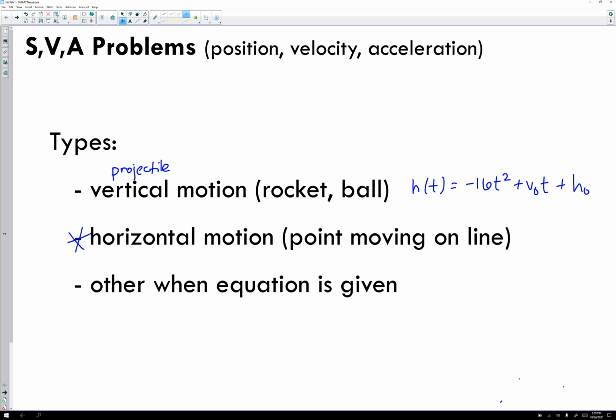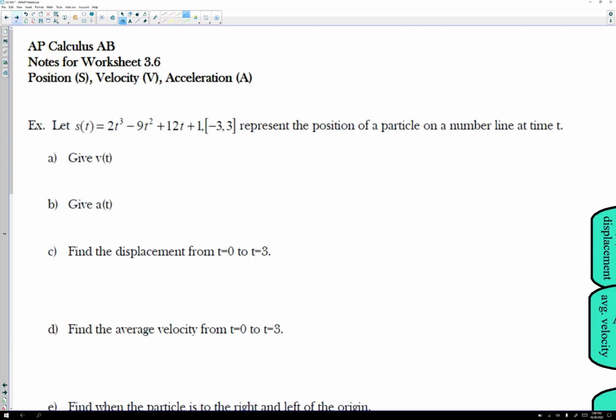What we're going to talk about, though, is horizontal motion, which is when you have a point moving horizontally left and right at different velocities, back and forth on a horizontal line. There are other kinds of SVA problems when some other equation is given, but everything that we find would be the same. So we're just going to focus on horizontal motion today. You have a note page for this in your workbook. It's after worksheet 3.5, but before 3.6, and I'll be using that note sheet for this video.